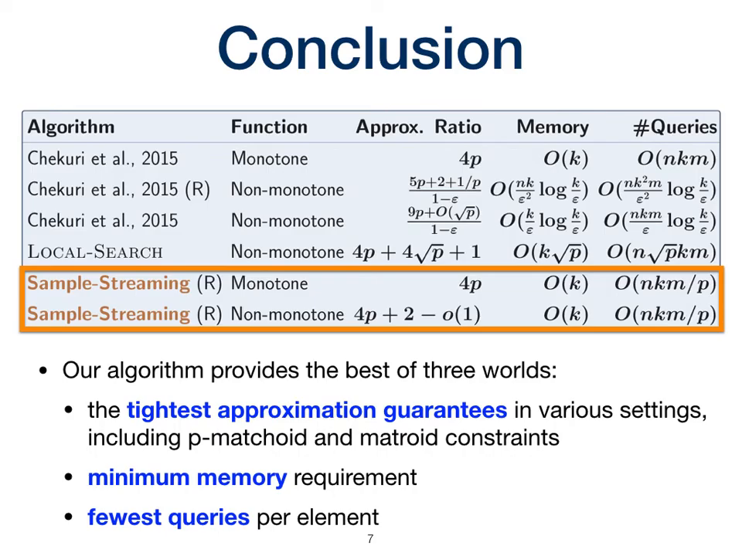In this table, we compare Sample Streaming with the state-of-the-art algorithms in various settings. We observe that our algorithm provides the best of three worlds. First, the tightest approximation guarantees. Second, it has the minimum memory requirement. And finally, it makes the fewest queries per element.